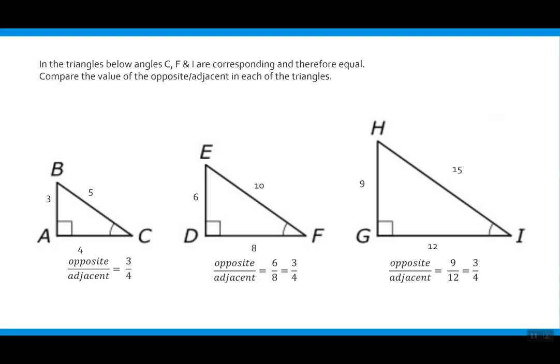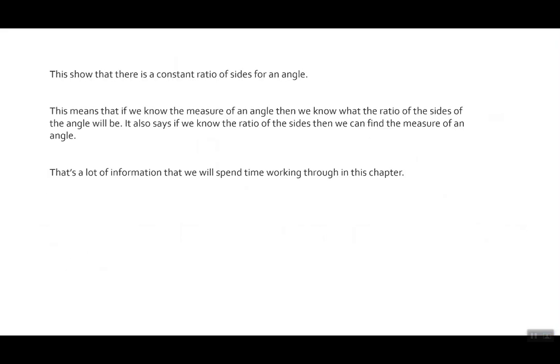So what we can see here is that when I have equal angles, no matter what the value of the sides are, when I make these ratios of the opposite over the adjacent, they're all going to reduce to the same value. This shows that there's a constant ratio of sides for an angle. This means that if we know the measure of an angle, then we know what the ratio of the sides of the angle will be. It also says if we know the ratio of the sides, then we can figure out the measure of the angle. That's a lot of information that we will spend time working on throughout this chapter.